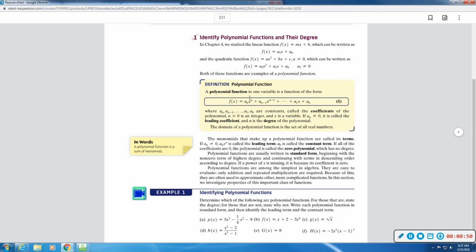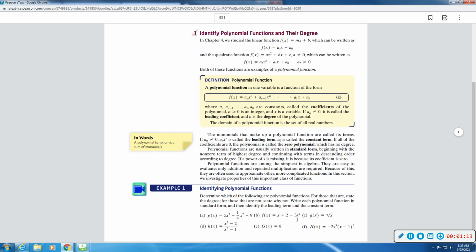The n up at the top is the exponent, and that is going to be an integer, a whole number, and it has to be greater than 0. So basically we want to have counting numbers. The leading coefficient is the one out front, which has the biggest degree, and the degree is the largest exponent. So let's look down here at the bottom.